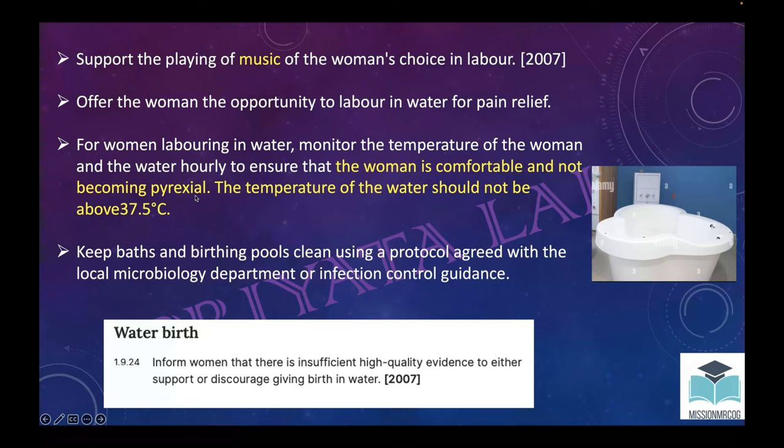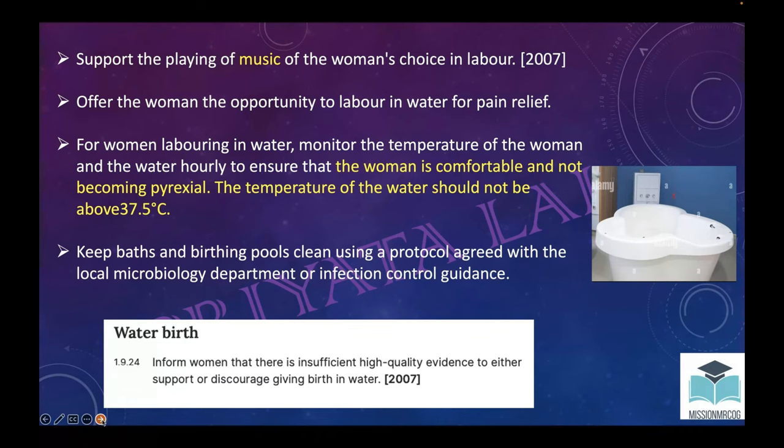These few things are important for part 3 also, along with part 2, because sometimes the patient will want a water birth or pool birth. So you have to look for something. One of them is the temperature. If the temperature is high, you have to say no, and the temperature should not exceed this. This is necessary for part 2 people. Apart from this, there is a nice recommendation about the water birth. They say there is insufficient high quality evidence either to support or discourage giving birth in water. So sometimes the role player will ask you a question, then you can say it's your choice, but we don't have enough evidence to support or to refuse it. So this line would be important.